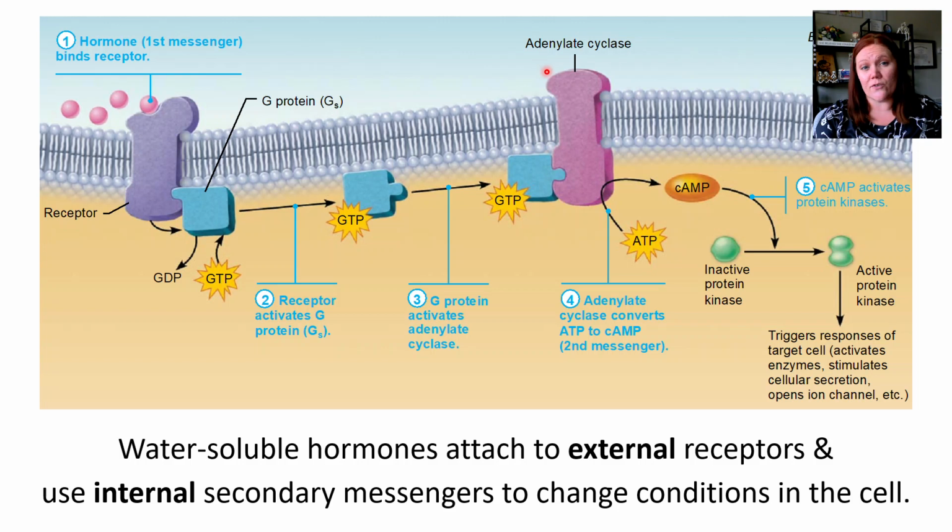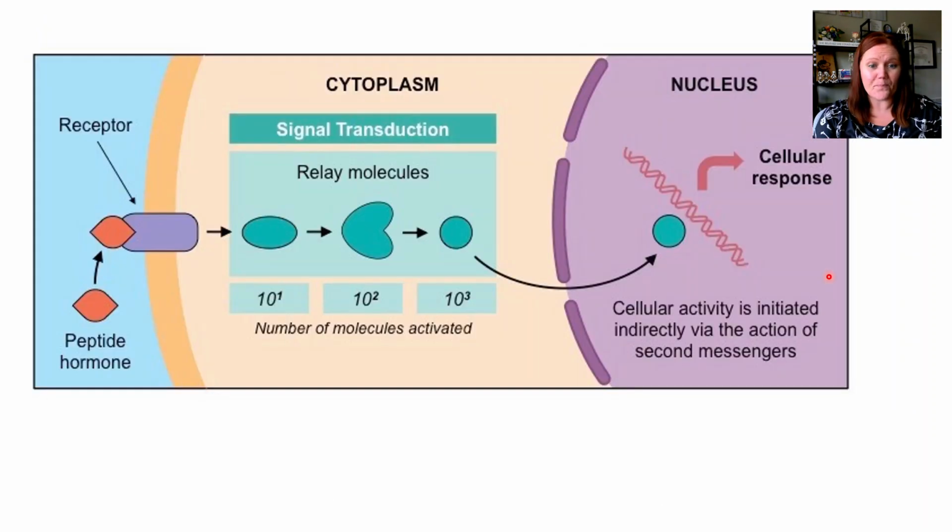But what I do need you to know is that my water-soluble hormone stays outside of the cell that it's having an effect on. It has to have an impact inside that cell though, and it's going to do that using all of these different proteins that we see here. We would call these secondary messengers, or this cascade of proteins that all work together to generate a response.